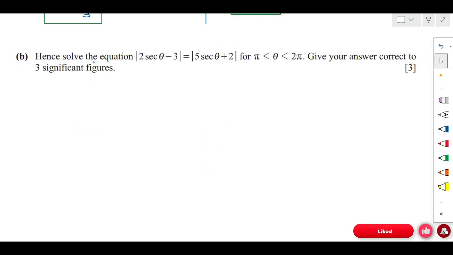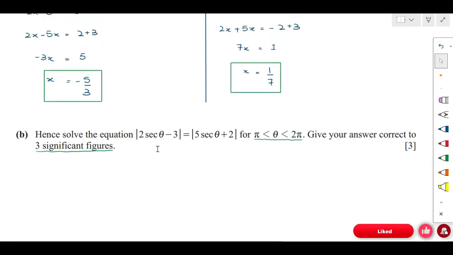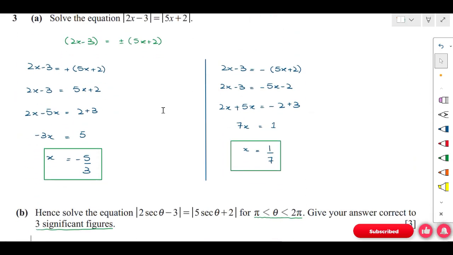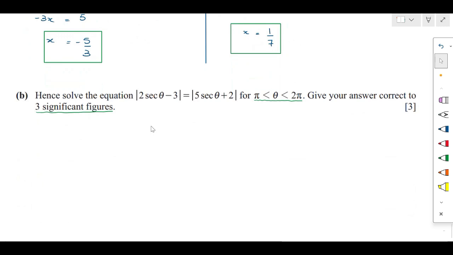Now for part B, hence solve the equation absolute of 2 secant theta minus 3 equals absolute of 5 secant theta plus 2, for theta between pi and 2 pi, and give your answer correct to 3 significant figures. Let me use the answer from part A. You can see from part A we have 2x minus 3, so 2 secant theta minus 3, 5x plus 2, 5 secant theta plus 2. So x is replaced with secant theta.